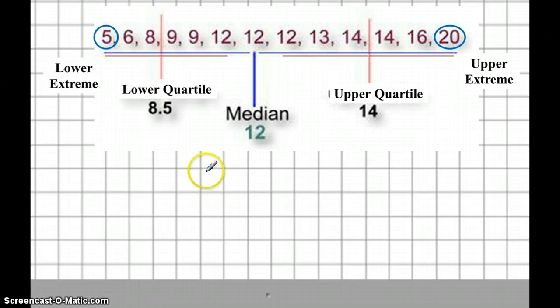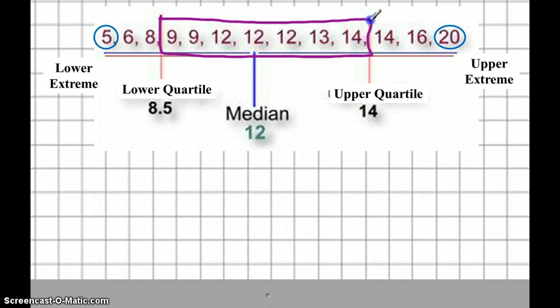Having identified all of these numbers will help us to sketch out the beginning of our box and whisker plot. The lower quartile, median, and upper quartile will actually be forming the box of our box and whisker plot. The lower extreme and upper extreme will actually form the whiskers.